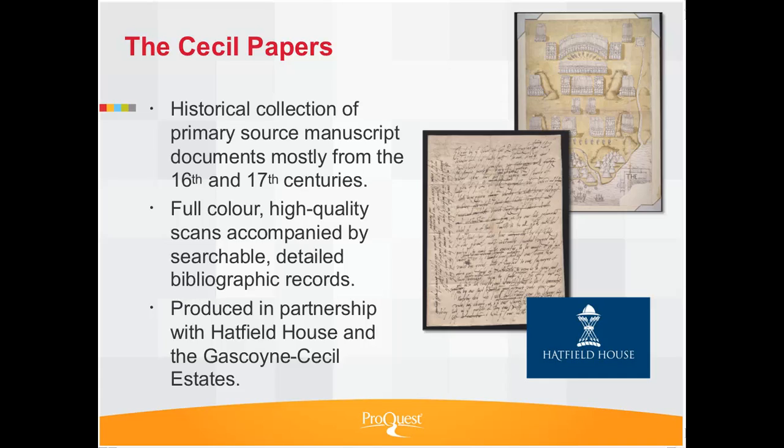The Cecil Papers contain 16th and 17th century manuscripts scanned in color, enhanced with added searchable bibliographic information. Researchers can now consult those primary sources without having to travel to Hatfield House in the UK to consult the original documents, or even go to the British Library in London or the Folger Library in Washington, DC to view old microfilm.